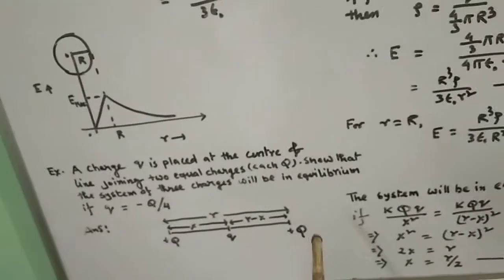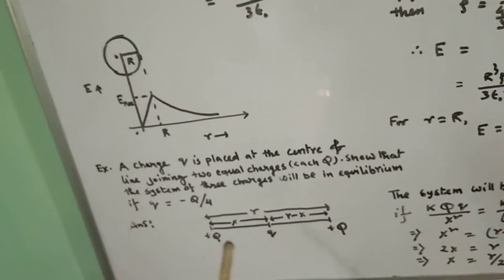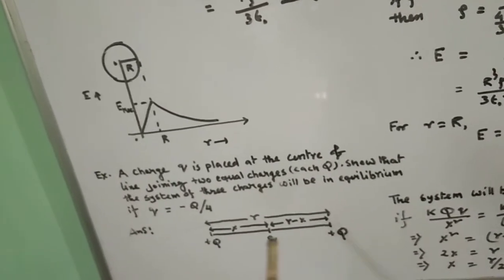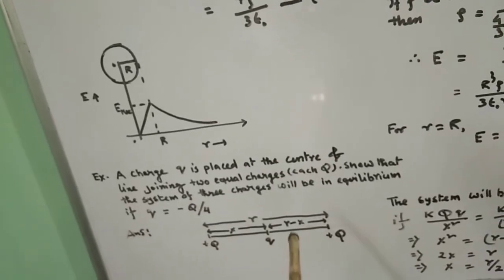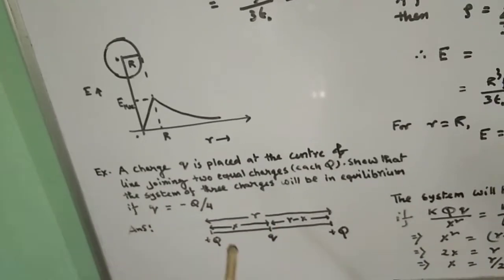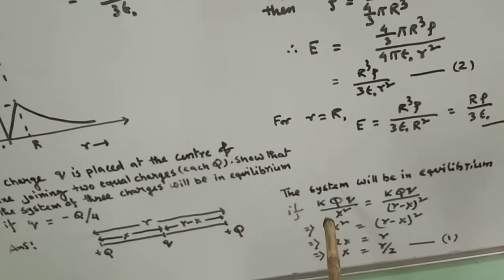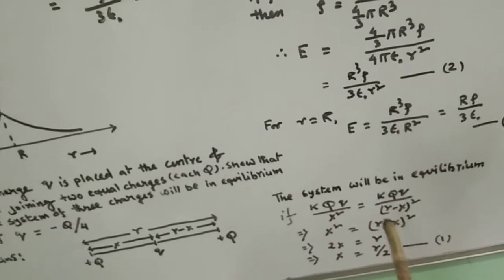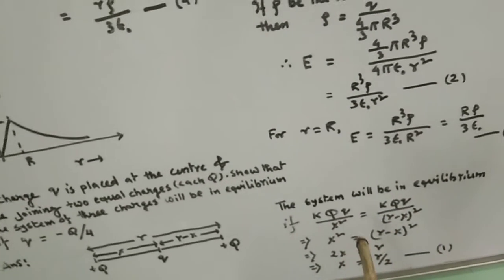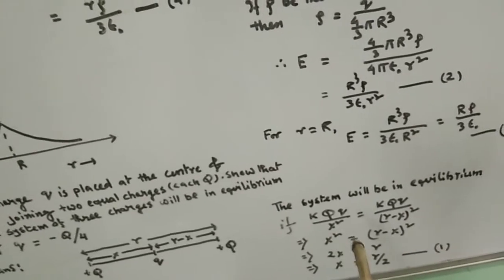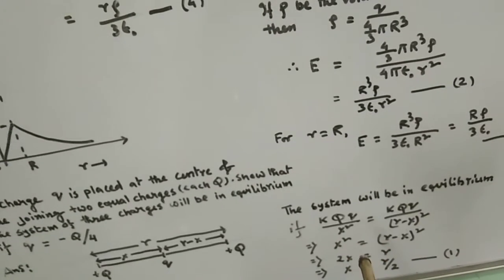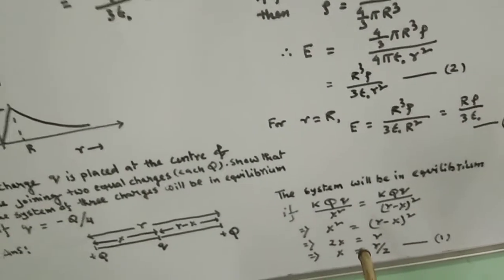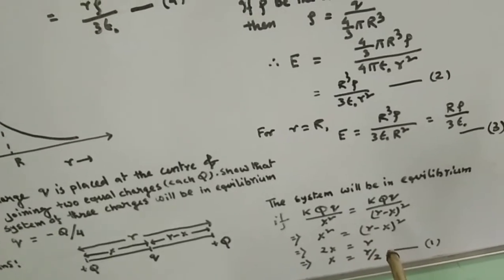So equilibrium is possible if we consider this charge. Definitely a force will be there on the small q due to this charge, as well as a force on the small q due to the other charge. If these two forces are equal and opposite, then q will not move, so this system is in equilibrium. So considering the force, k Q q by x square equals k Q q by r minus x whole square. If you simplify, x square equals r minus x square, so you can take off the square part, so what remains? x equals r minus x. So if you take x here, then it becomes 2x equals r, so x equals r by 2.